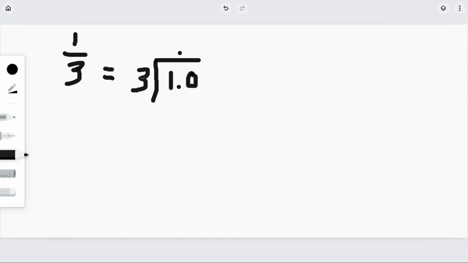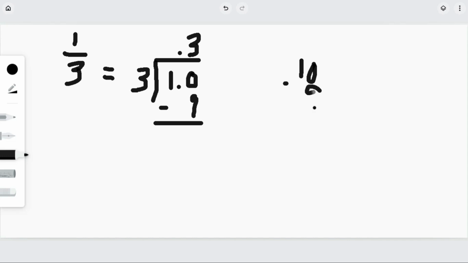Now the next thing is, how many 3 can you see in 10? We are going to see 1.0 as if you are seeing 10. How many 3 can you see in 10? That's 3. So write it after the decimal point here. Now 3 times 3 is 9. If I'm too fast, you can pause the video and watch how I get it. So we underline it here.